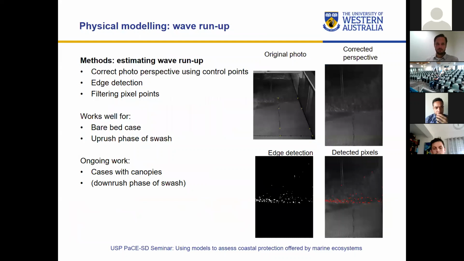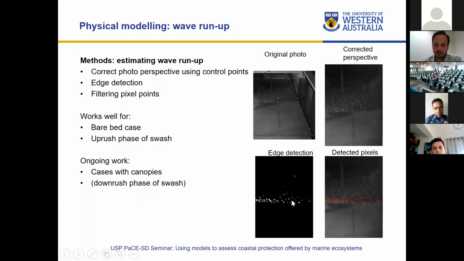This is how that works. So you face the camera to the area, and then these yellow squares or yellow crosses are some control points. So there are points that we know the locations and the heights. And then we need to correct the photo for the perspective that the camera had. And then with some edge detection techniques, we can track the wave run-up level going up and down the beach.